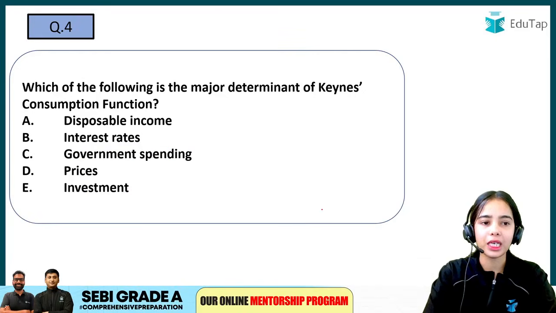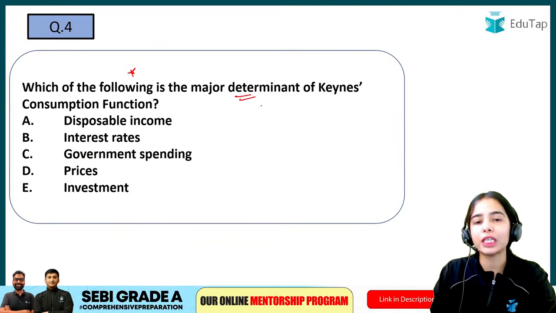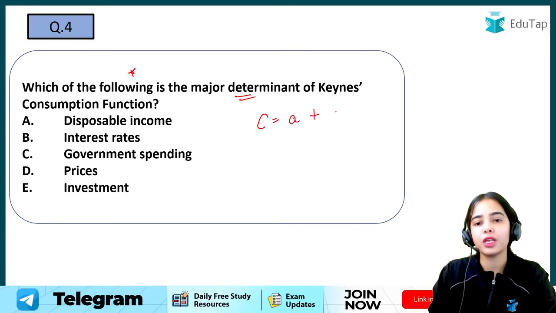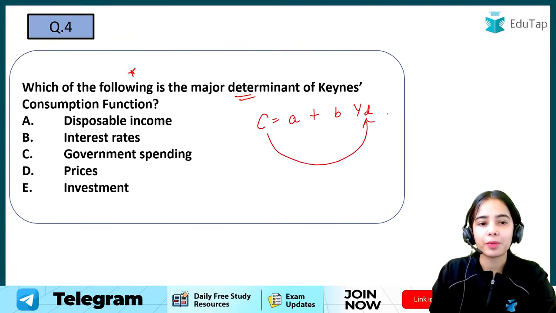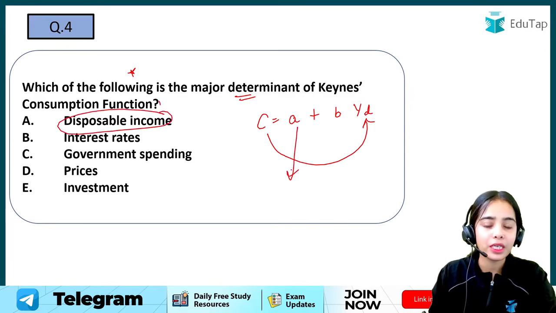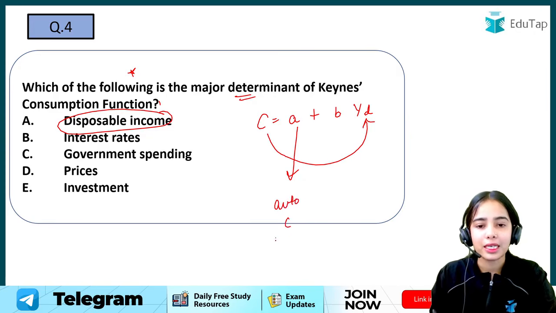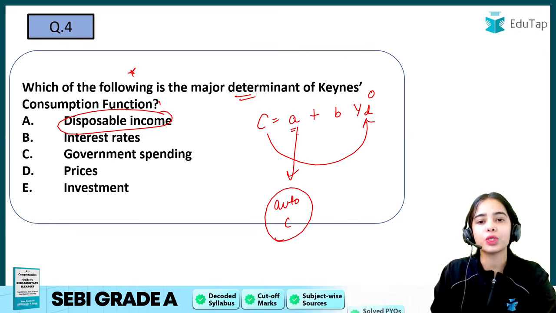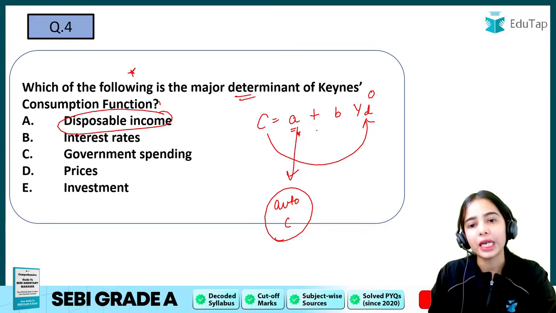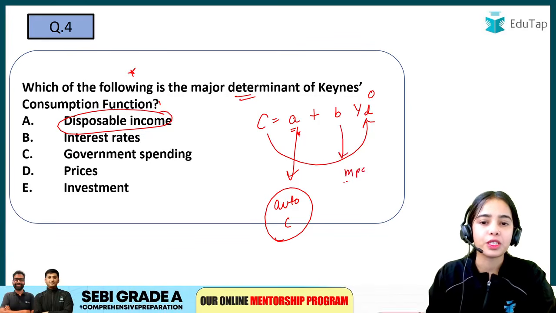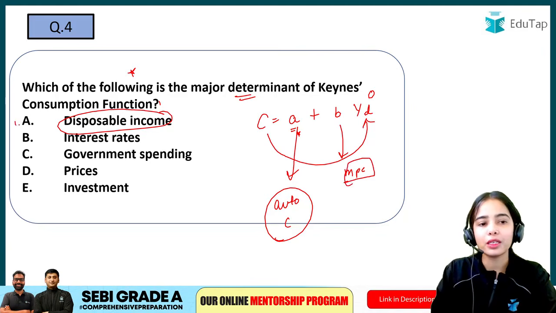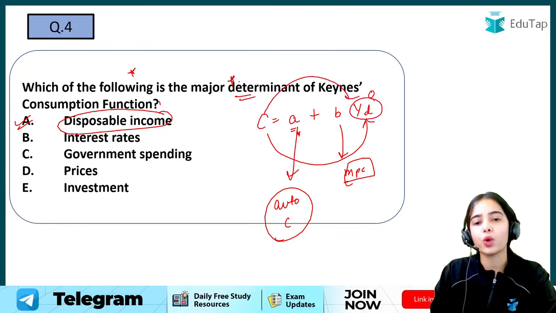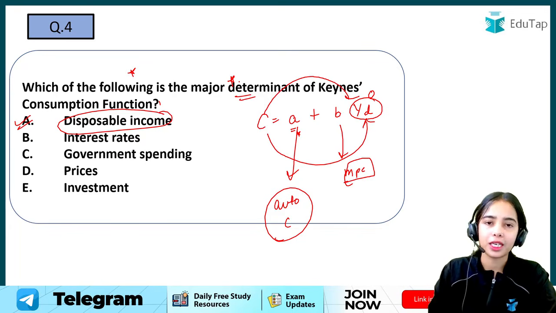Okay. Now, which of the following is the major determinant of the Keynesian consumption function? So the Keynesian consumption function is: consumption is equal to autonomous consumption plus b times Yd. So consumption depends upon the disposable income. A is what? A is autonomous consumption. That shows that even if the level of income is zero, still there is some consumption that is happening. So this consumption is independent of the level of income. What is b? b is the marginal propensity to consume, MPC. Okay. So here A is the right answer because consumption depends upon disposable income. And the major determinant of consumption is disposable income as per Keynes.